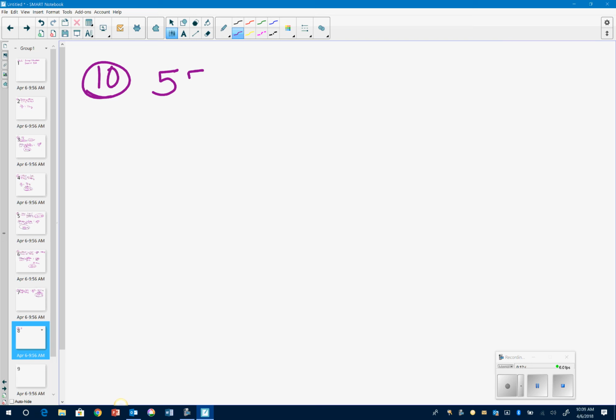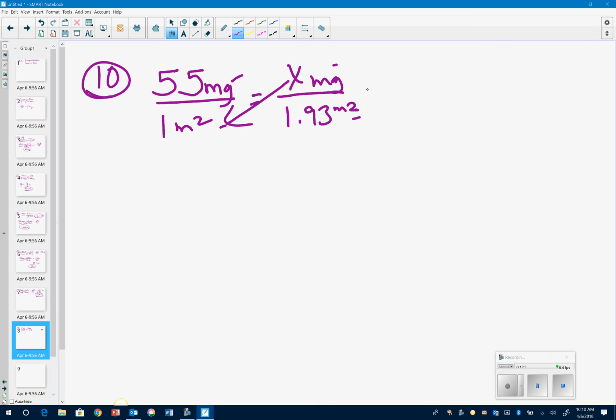So first, of course, we know that it comes at 55 milligrams per 1 meter square, and the patient's BSA is 1.93 meters square. Try to find X milligrams. Units are the same on top and the same on the bottom. Cross multiply. 1x goes on the bottom. 55 times 1.93, you get 106.15 milligrams. That's divided by 1, so it's going to remain the same.